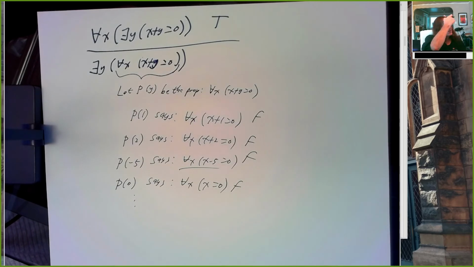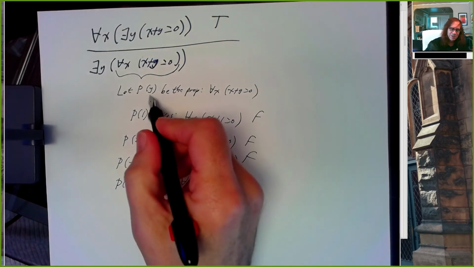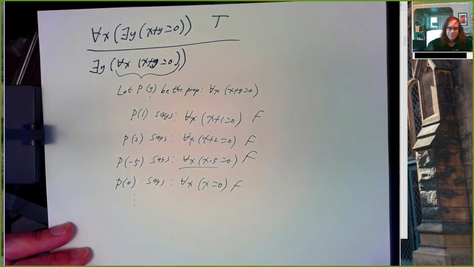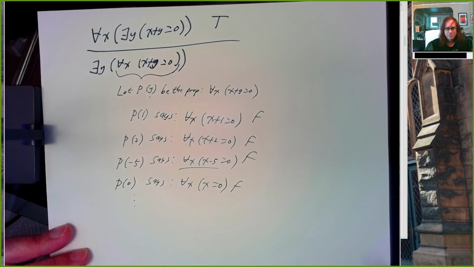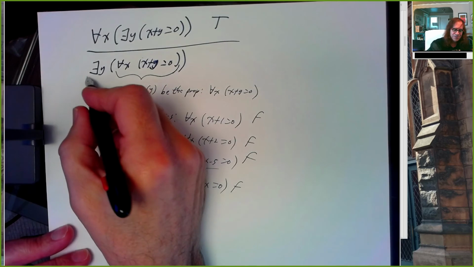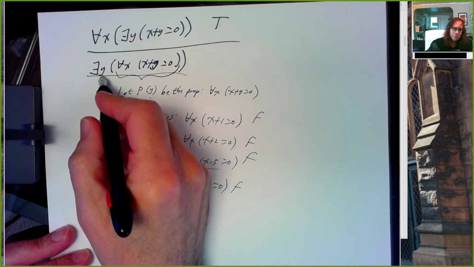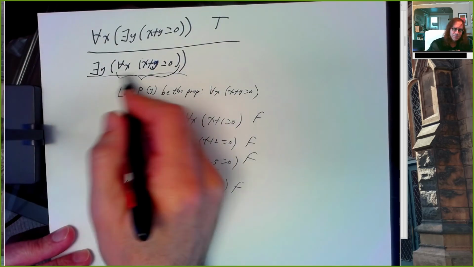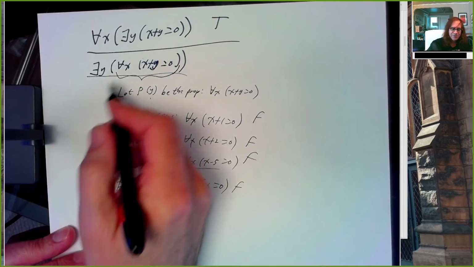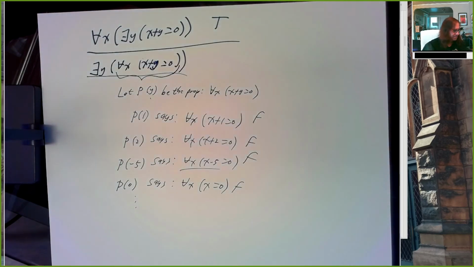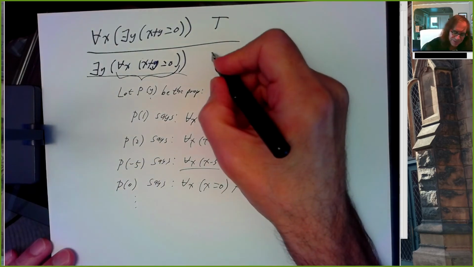And if we think about this, we'll find that no matter what value of y we pick, p of y fails to be true. Well, this proposition says that there is at least one y for which this is true, but it looks like for every y this is false. And so this proposition turns out to be false.